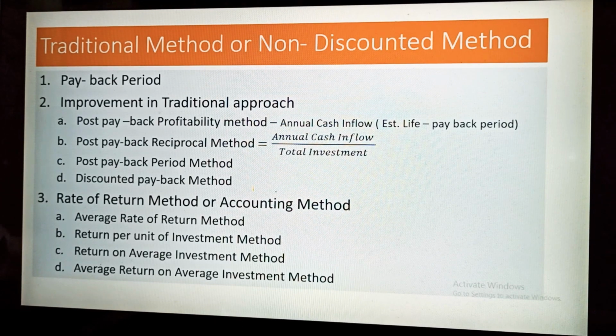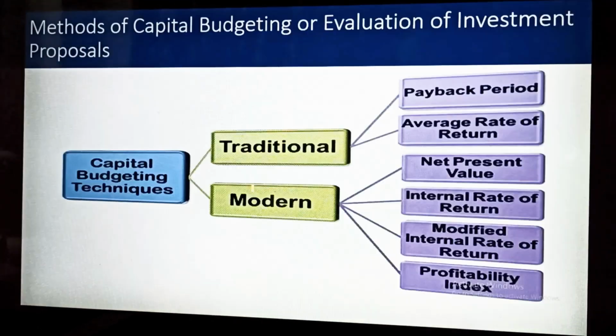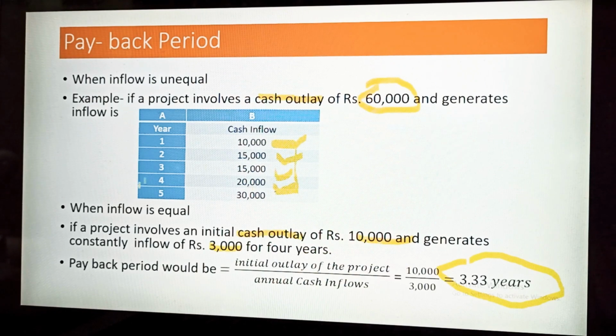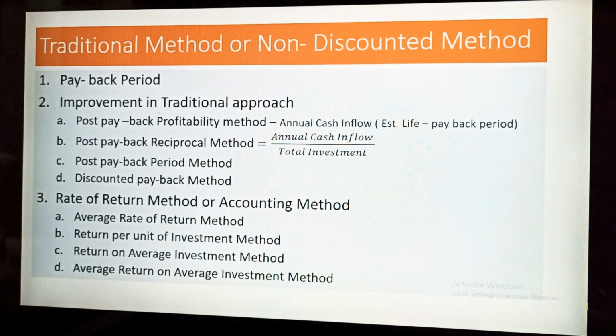Sometimes the reciprocal method is employed to estimate the internal rate of return generated by the project. Through this reciprocal method, the payback period is calculated as annual cash inflow divided by total investment. You just have to reverse this method. Go back and check that here I have taken the initial outlay of the project divided by annual cash inflow. It's a reverse; when you go to the reciprocal, it will reverse this entry.